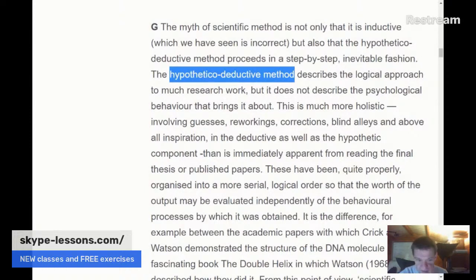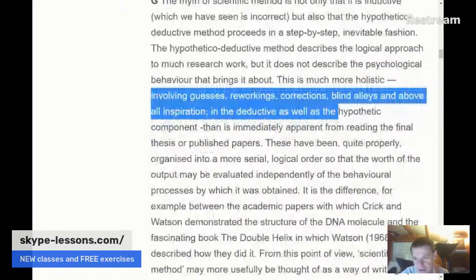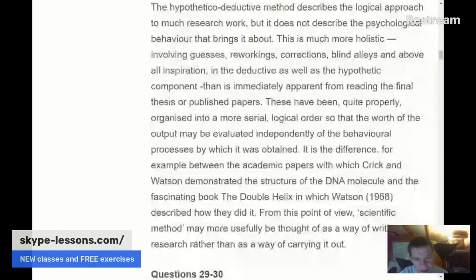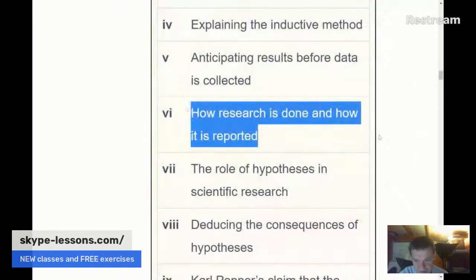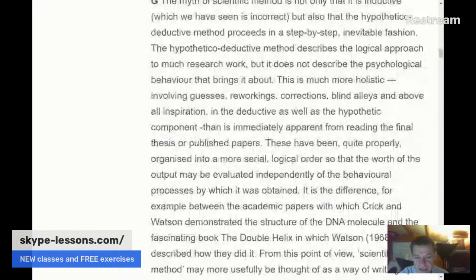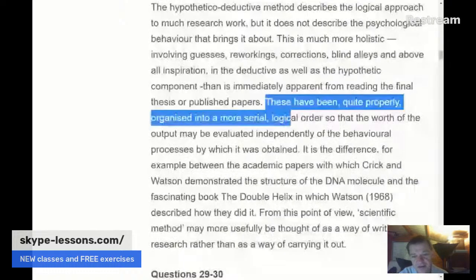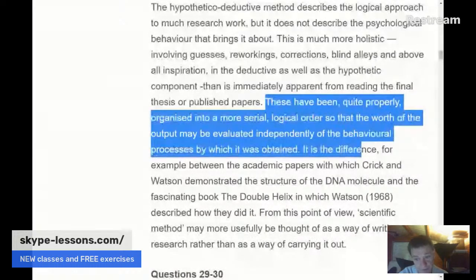Okay, but it does not describe the psychological behavior that brings it about. So in reality, coming up with a hypothesis involves guesses, reworkings, corrections, blind alleys, and inspiration. And so we're still talking about how research work is carried out. Yeah, just coming down to here, how research is done and how research is reported. We find this in the second part, yeah? These have been quite properly organized into a more serial logical order so that the worth of the output may be evaluated independently of the behavioral processes by which it was obtained.